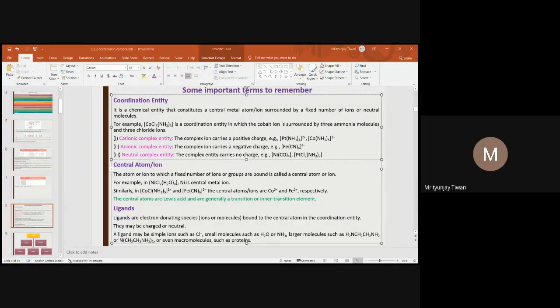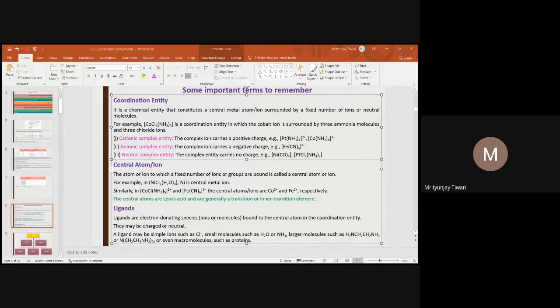The ligand may be a simple ion such as chloride, or it may be a small molecule such as water or ammonia. Ammonia has one lone pair of electrons, and water has two lone pairs of electrons. Two lone pairs means what? Four electrons. Ligands can also be larger molecules, such as ethylene diamine.